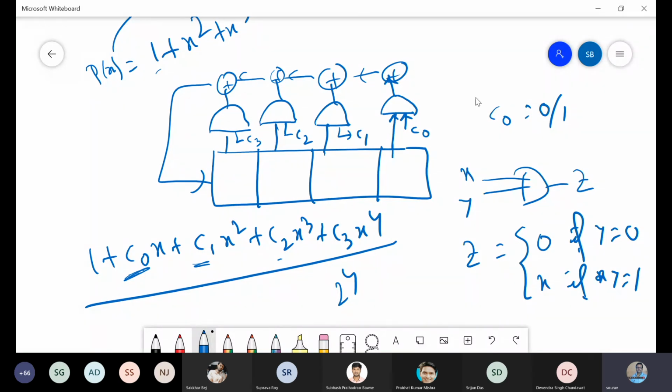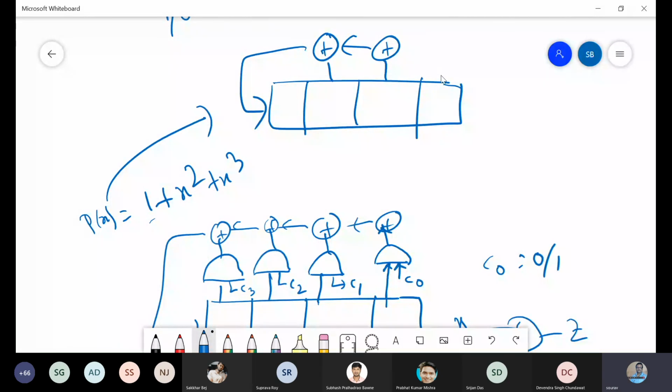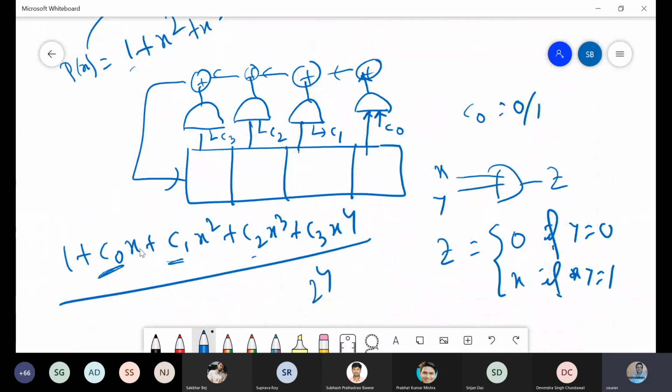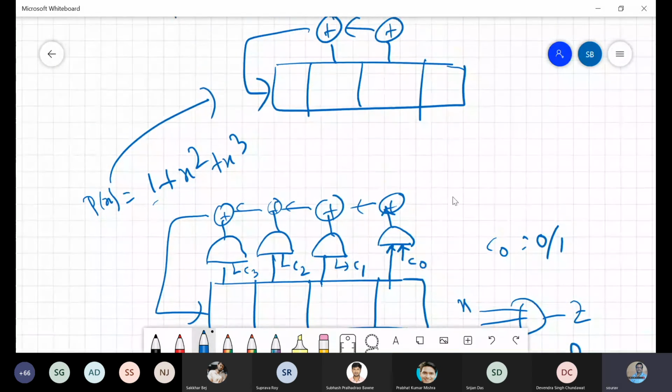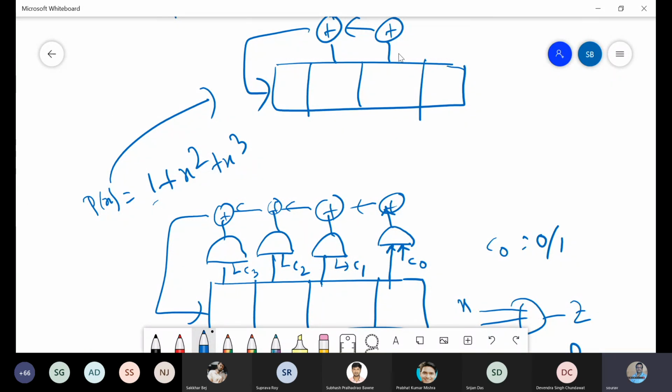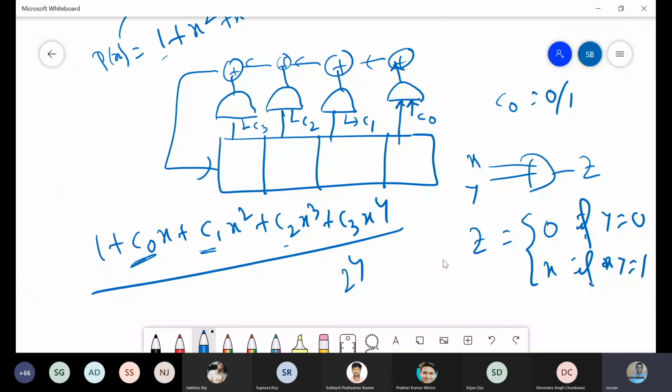For our example over here, in this connection our C0 is 0 because this cell is not contributing to the feedback. Here C1 is 1 because this cell is contributing, and C2 is 1, C3 is 0. So the polynomial is 1 plus, C0 is 0, so there is no C0x term, and then we have the x squared term, since C1 is 1, like this. So this is the formula. If you have a 4-degree polynomial, you can think of an LFSR, or if you have an LFSR, you can have a 4-degree polynomial.